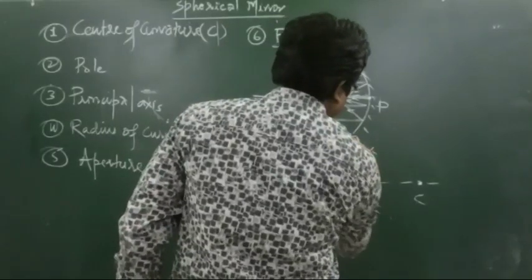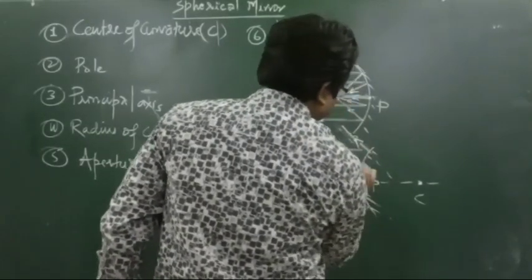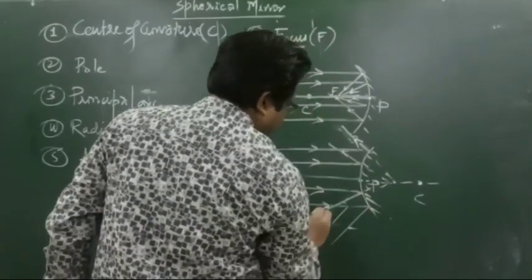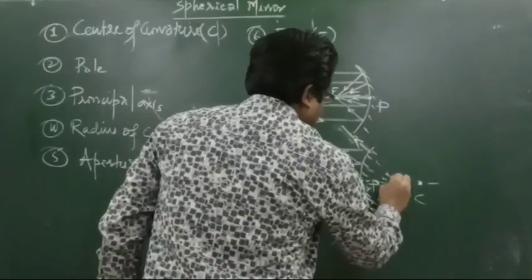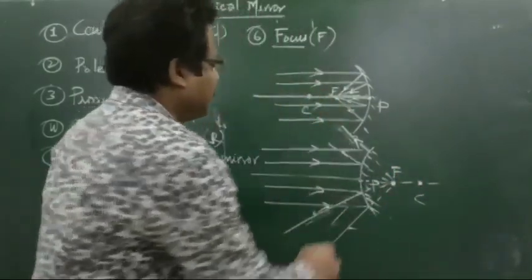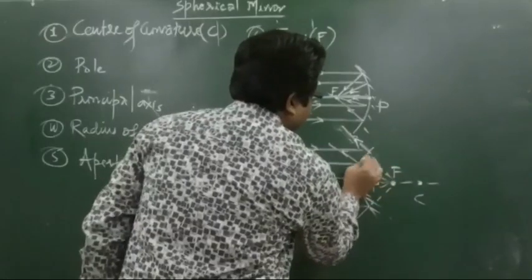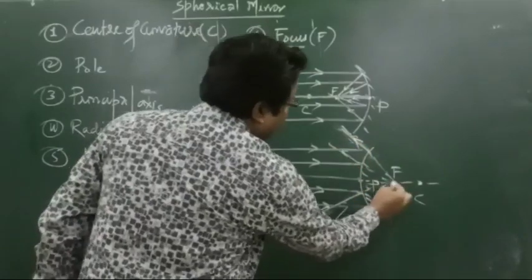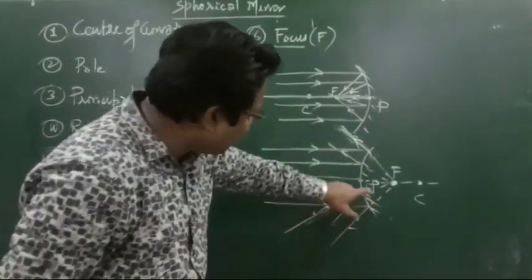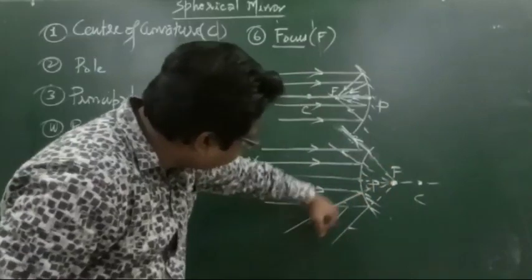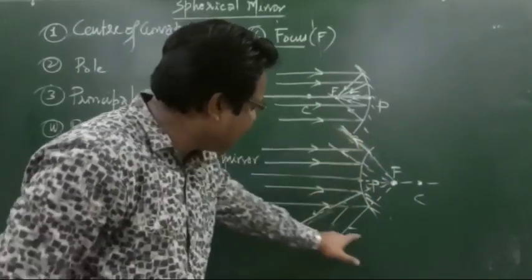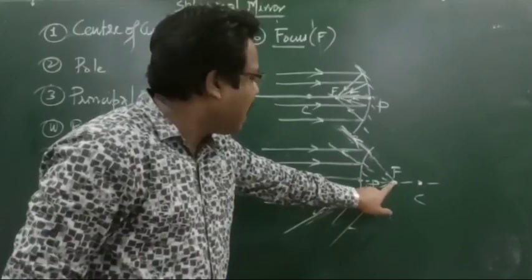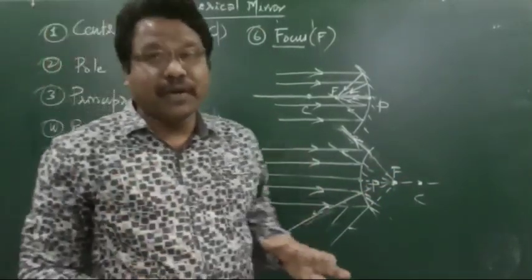When these rays fall parallel to the principal axis, they appear to diverge from a point, and that point is called the principal focus. After reflection, these rays appear to diverge from that point. When you retrace these reflected rays, they will appear to be emerging from this point, and that is called the principal focus.